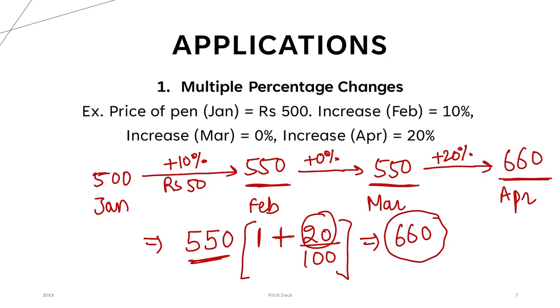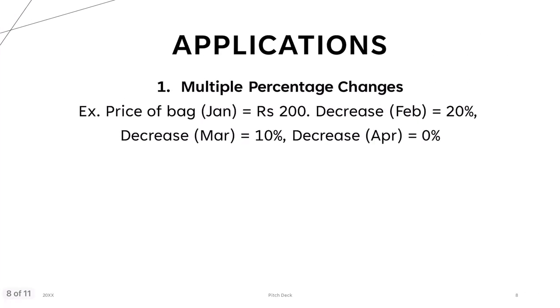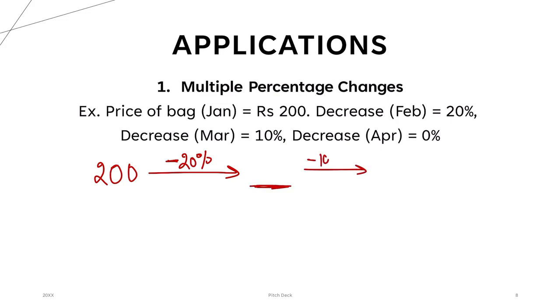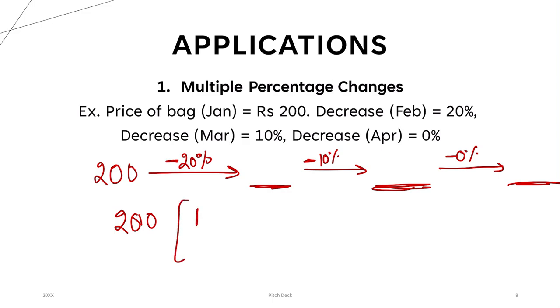Now moving on. Price of bag was 200. In February it has decreased, so I am putting a minus sign, some value. Then it has decreased by 10%, another minus 10%. Now it has decreased by 0%, another value. As I've already told you, write initial value 1. When it was increasing, I put a plus sign. Now I will put a minus sign, 20 by 100.